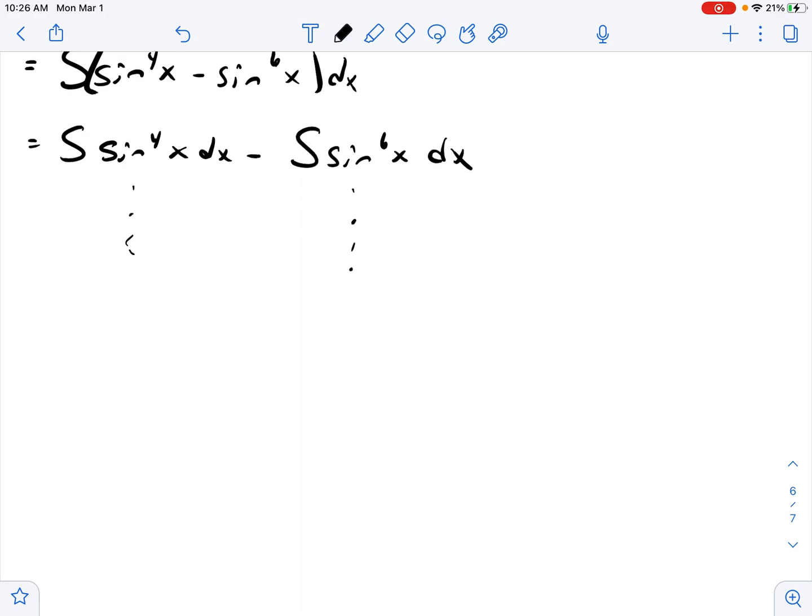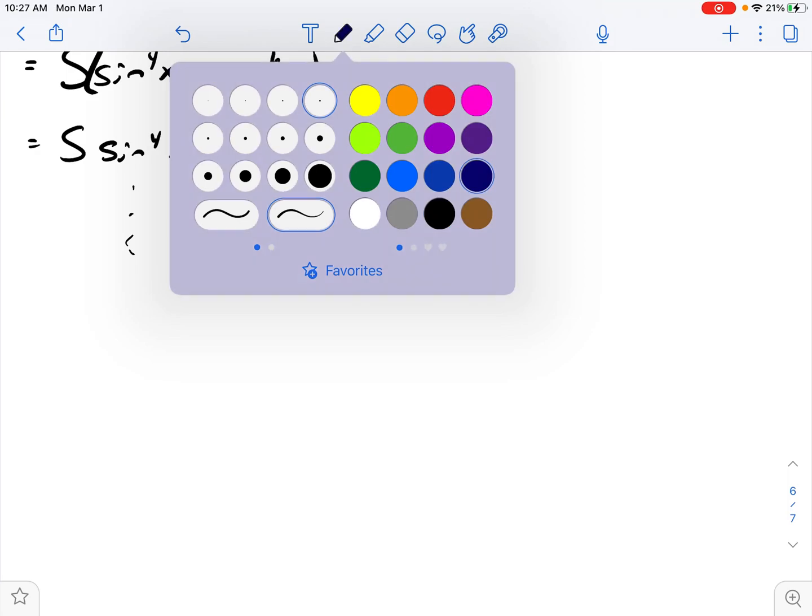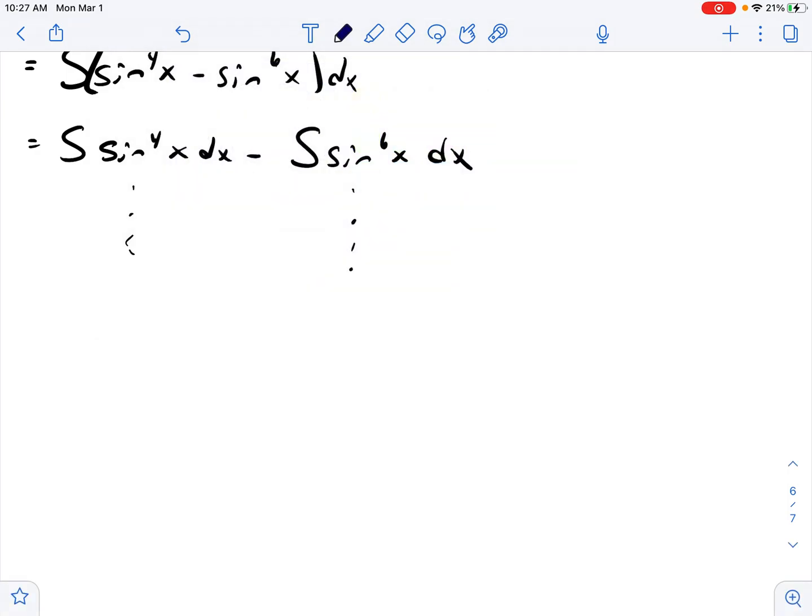All right. So that was part 2. Moving into the final part, part 3, which deals with powers of secant and tangent.